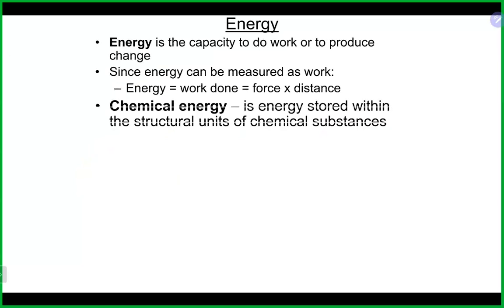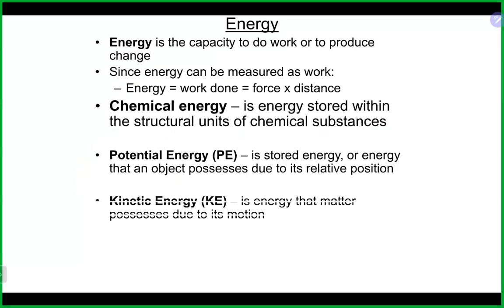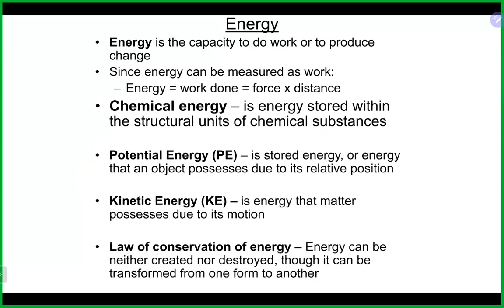So energy is really the capacity to do work or to produce some type of change. And energy is work being done, which is the force times the distance. There are all kinds of different types of energy that we sometimes deal with. For example, there's chemical energy that is stored within the structural units of chemical compounds.